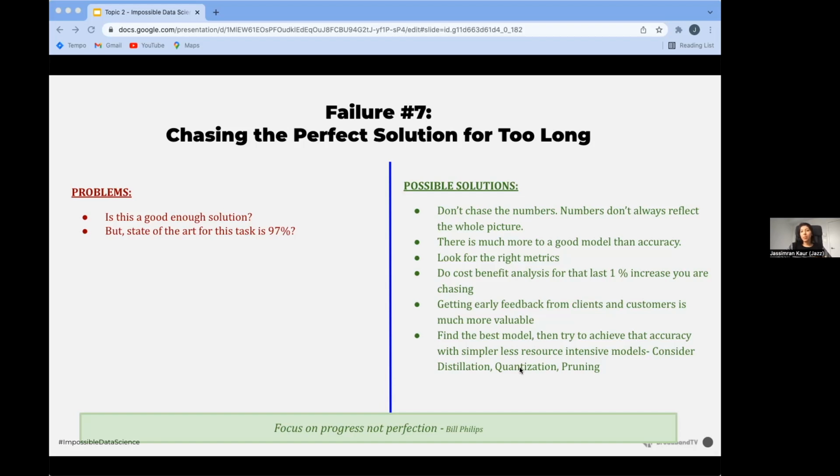I think the time that you put into taking a big model, benchmarking it, and then using a low resource intensive model and putting that into production with the compromise of 1 or 2% accuracy is time well spent. So consider using model compression techniques like distillation, quantization, pruning, and stuff like that.